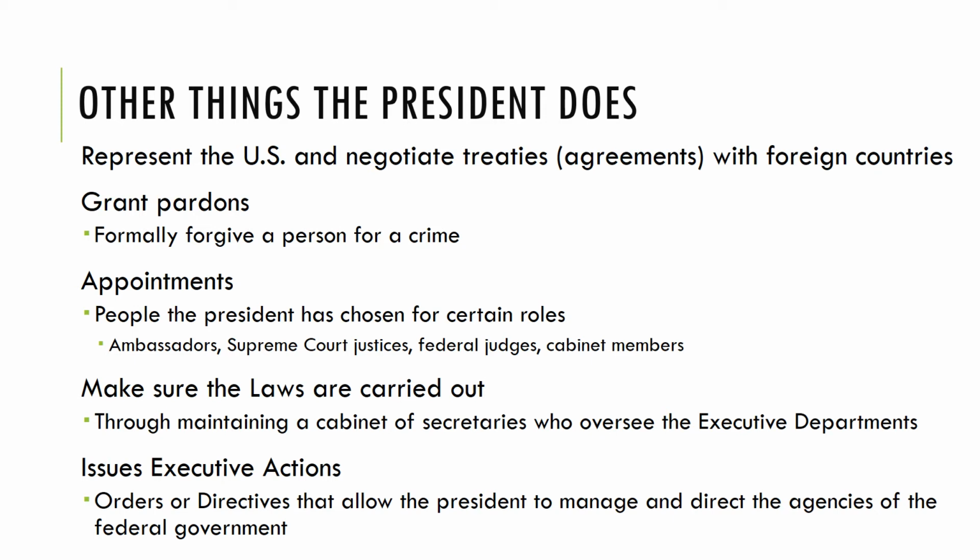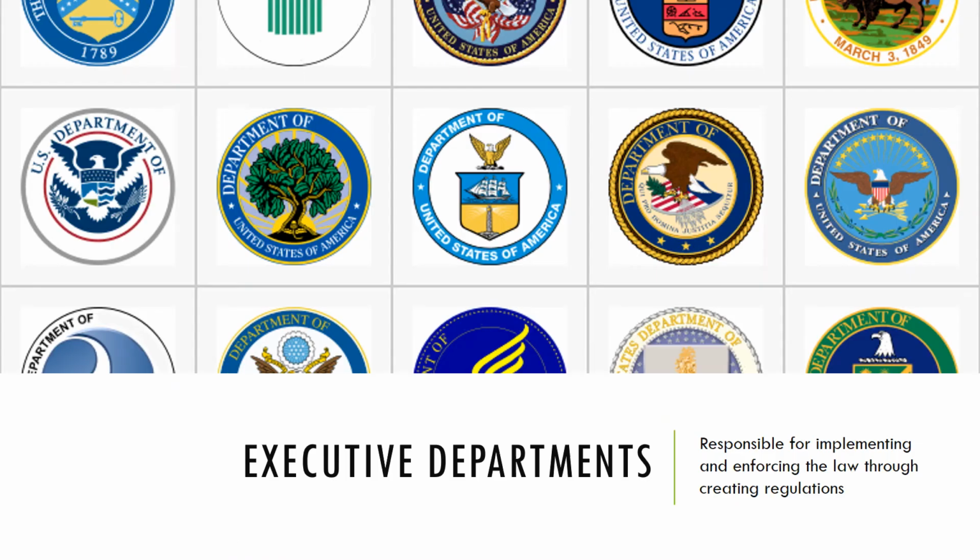He also does things such as grants pardons to those who had been convicted of a crime and receive representatives of foreign nations called ambassadors. His appointment power is particularly important because he is able to appoint judges to lifetime positions on the federal courts, including the Supreme Court, who, as we will discover, have a large role in shaping policy through interpreting the laws. He also appoints a cabinet of advisors on which he relies for advice on certain issues. These advisors serve as the heads of the executive departments.